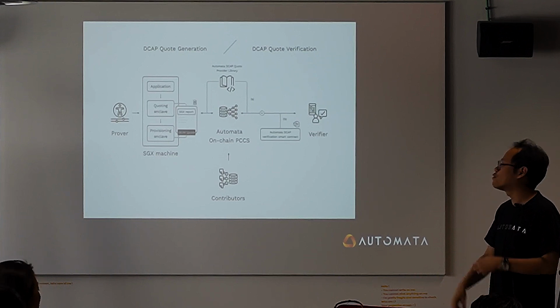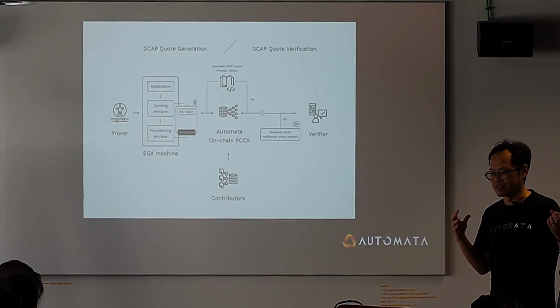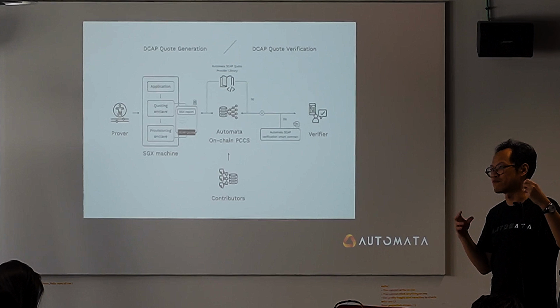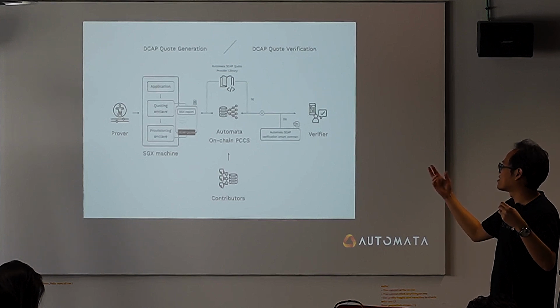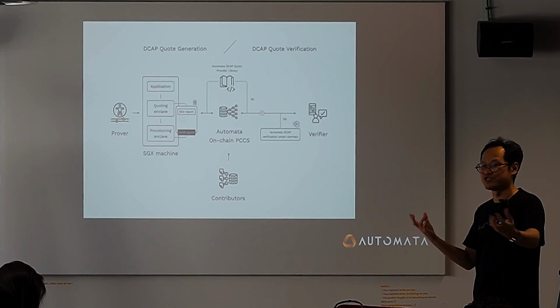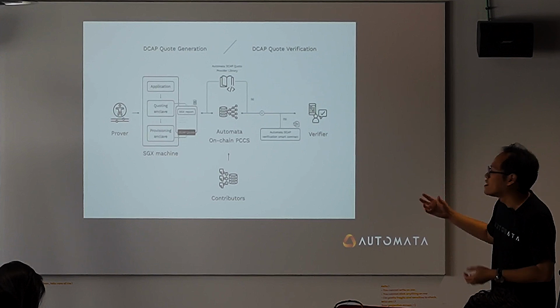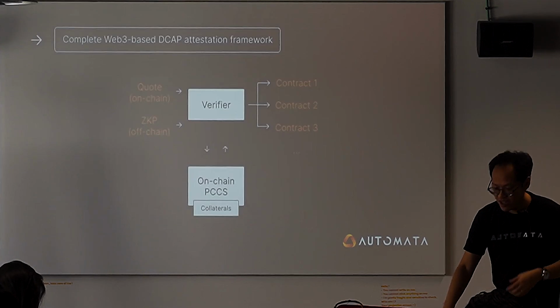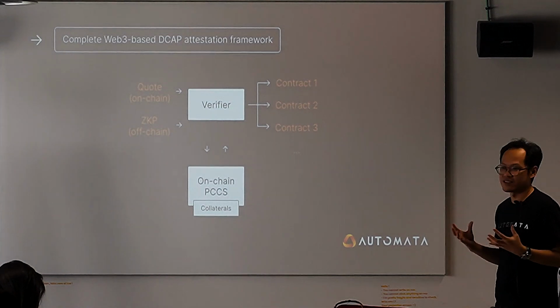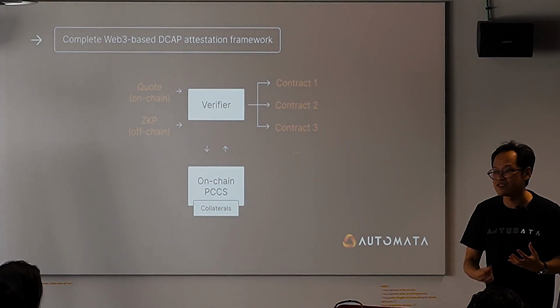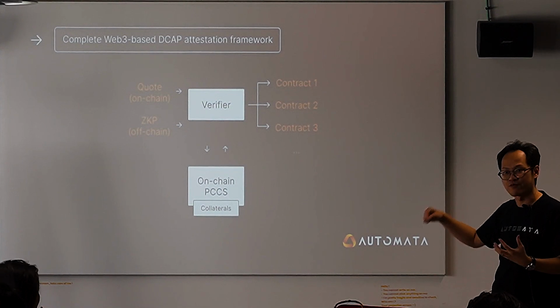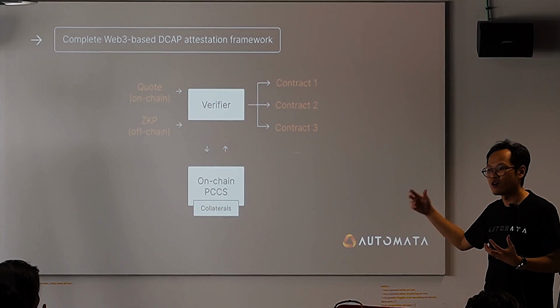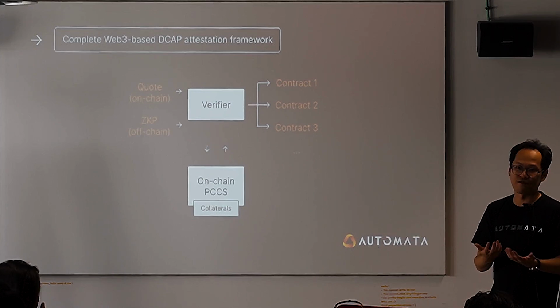Similarly for TCB info, and all this information is read by what we call Automata DCAP 2PL, but we can call it Web3 2PL to make it more true. And the nicest part of it is that now our verifier doesn't have to maintain the collateral anymore. The verifier itself can actually read on-chain from the on-chain PCCS, obtain the collaterals, and then verify it.